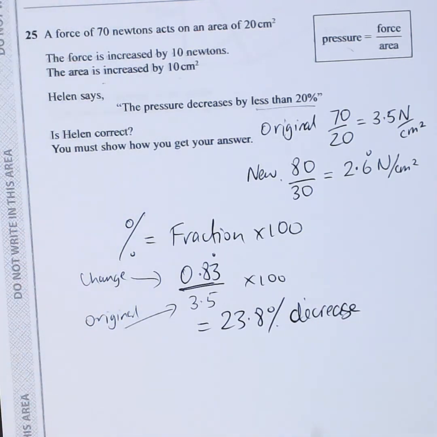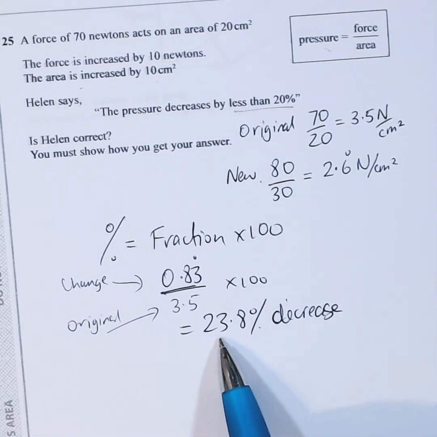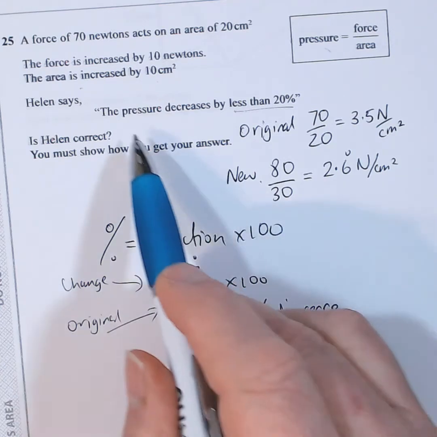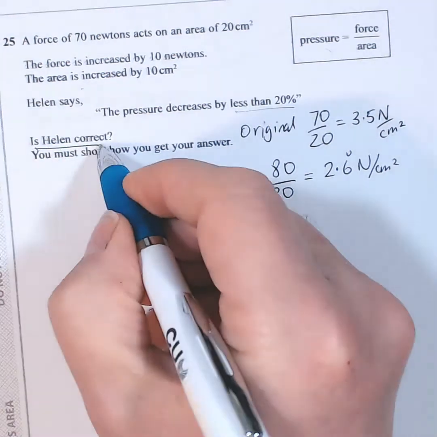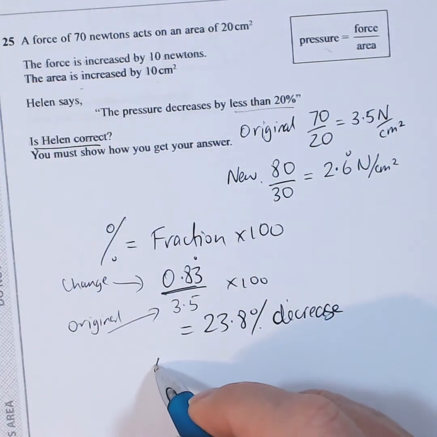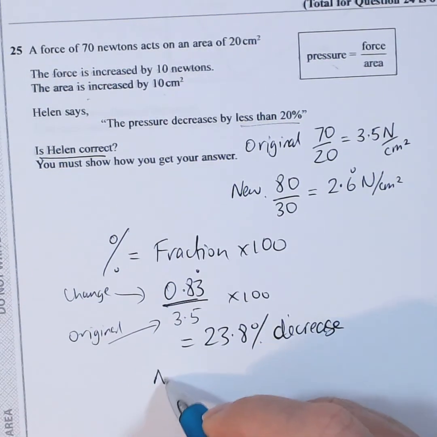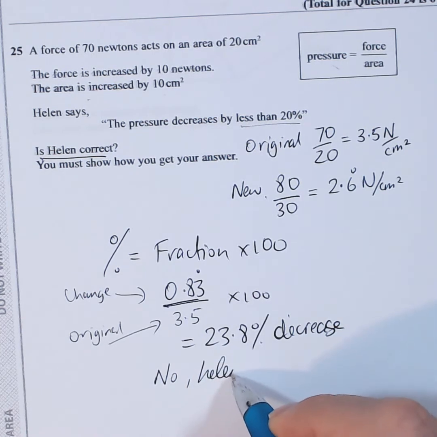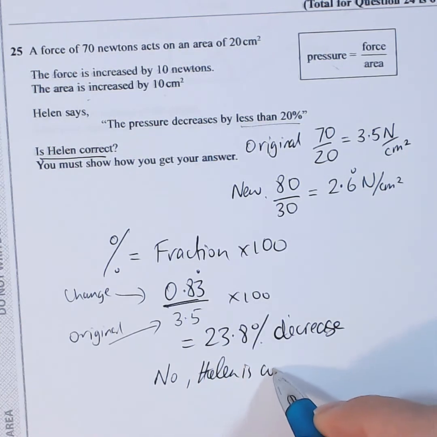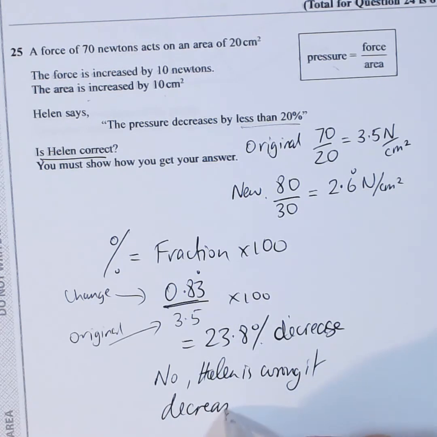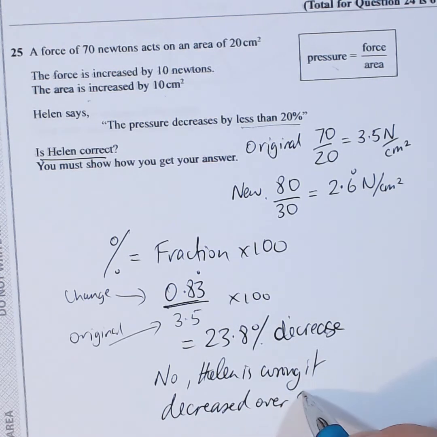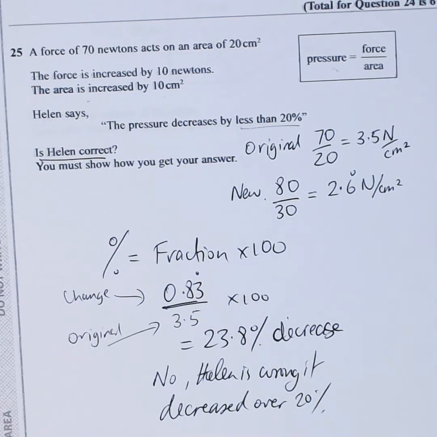Okay, so we can see that the pressure is decreased by 23%, and it says the pressure decreases by less than 20%. Is Helen correct? You must remember to finish off. So you're going to basically finish this question off by saying, no, Helen is wrong. It decreased over 20%. Okay, so that's how that question could have been done.